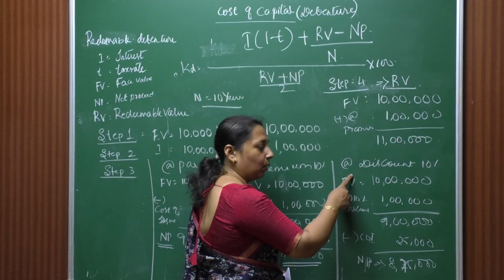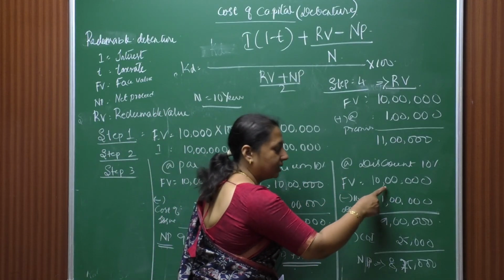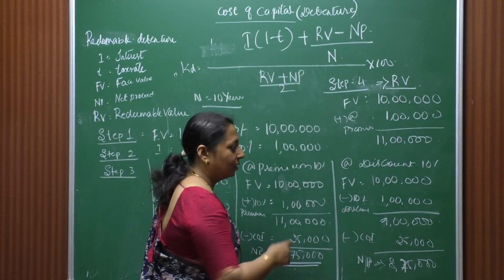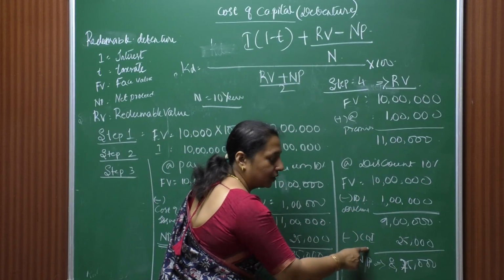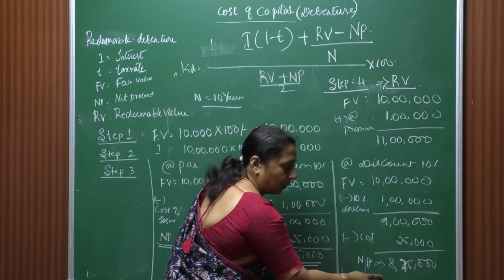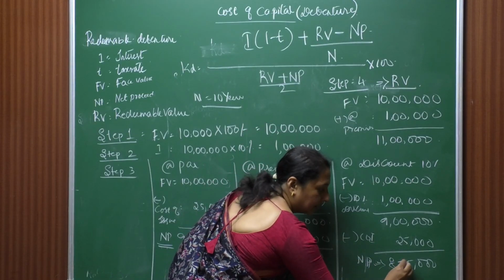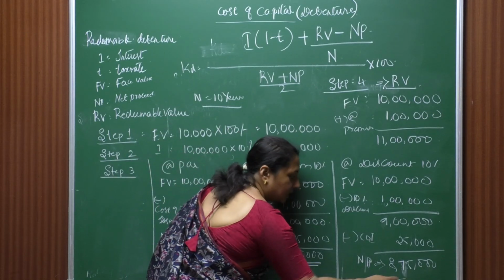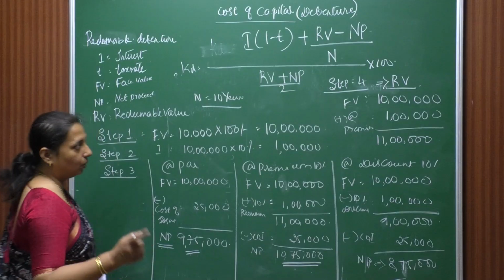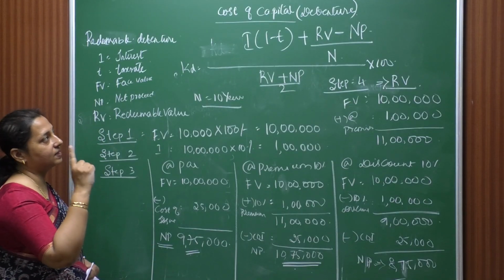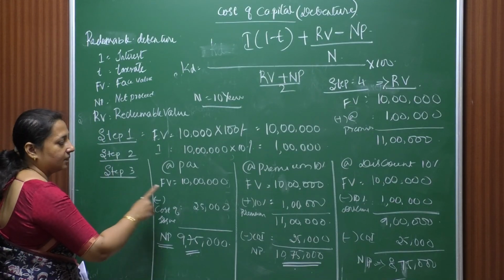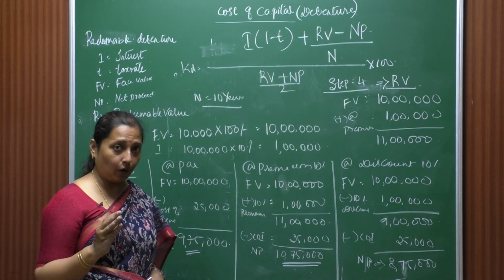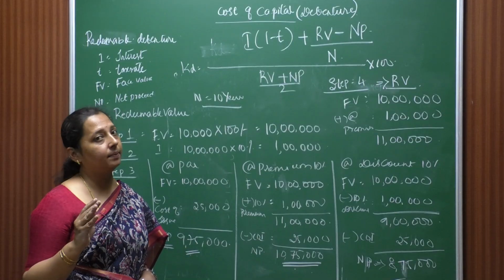And at discount, the face value is 10 lakh, discount should be deducted, which is 10%. So, you will get 9 lakh, cost of issue is 25,000. So, net proceeds is 8 lakh 75,000. This is the net proceeds under discount. So, interest has been calculated, and net proceeds at par, premium and discount. You have to calculate the cost of debt for par, premium and discount.